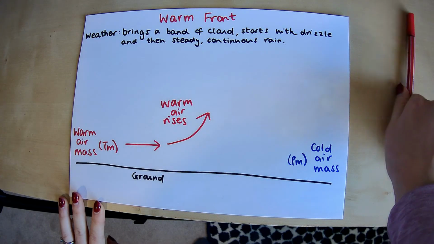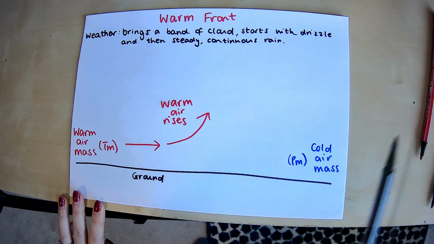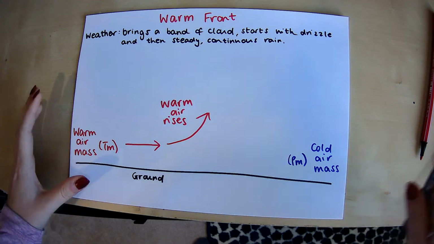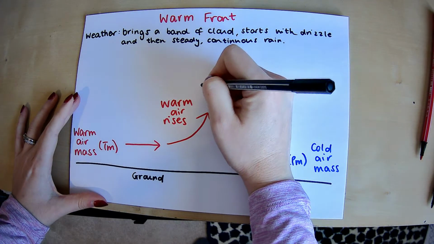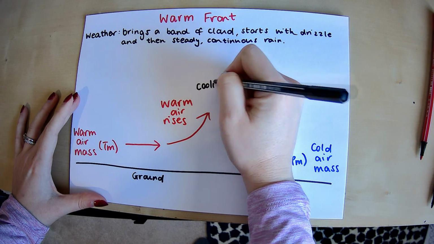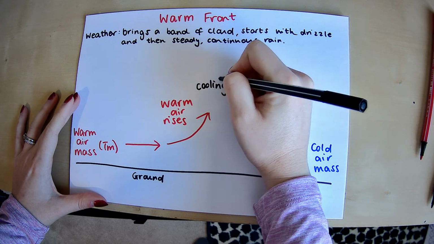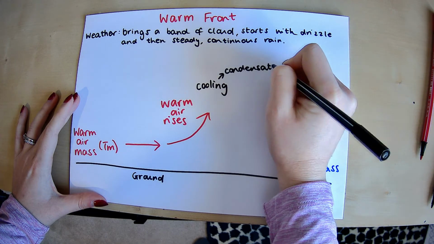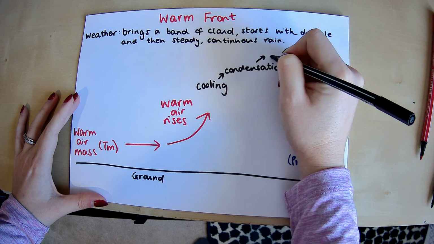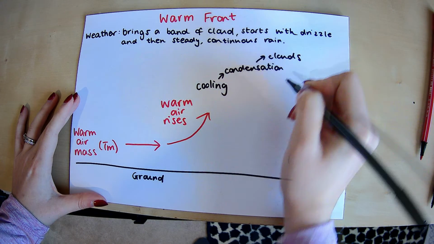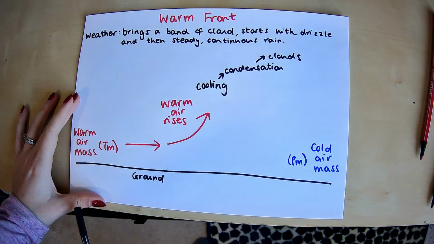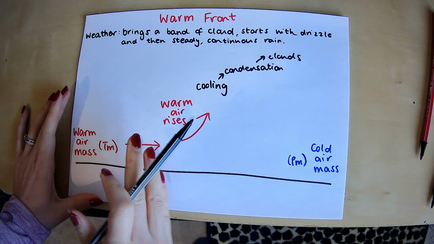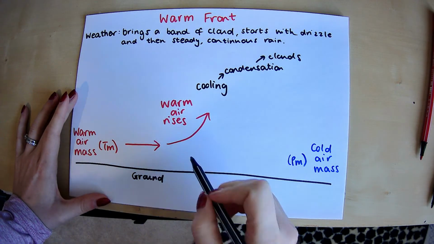Now when that warm air rises, as we know, a couple of things happen. We get cooling, we get condensation, and we get clouds forming. We get cooling of that air as it gets higher up in the atmosphere. This causes condensation as it's cooled down. And as we know, when we get condensation, we get clouds. So as this warm air is rising up, we end up with a big cloud forming here. And this boundary between this warm air and this cold air is our front.